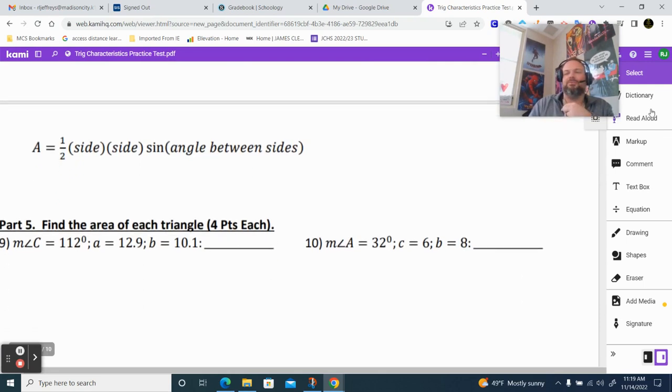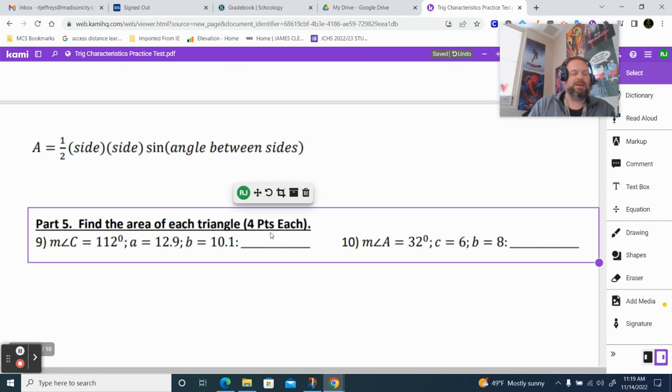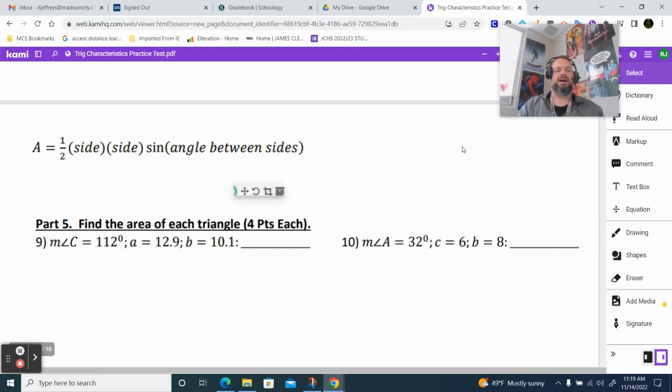Now, part 5. Oh, by the way, we're up to 96 points up to this point. Okay. So after this 8 points, we're going to be at 104. Okay. All right.